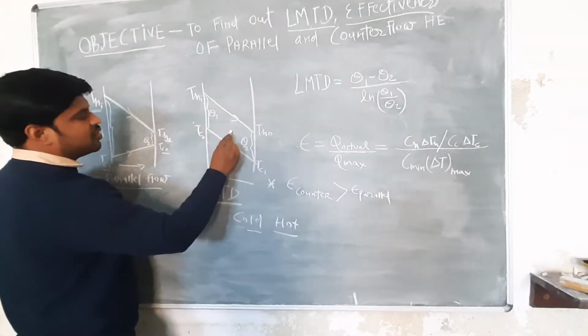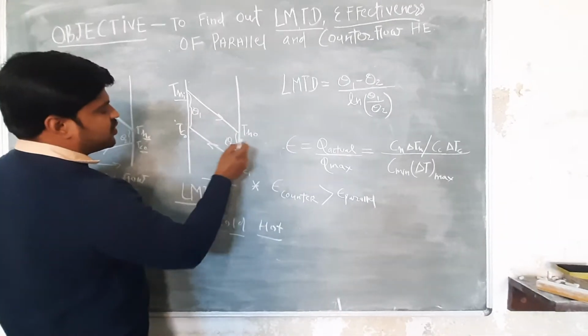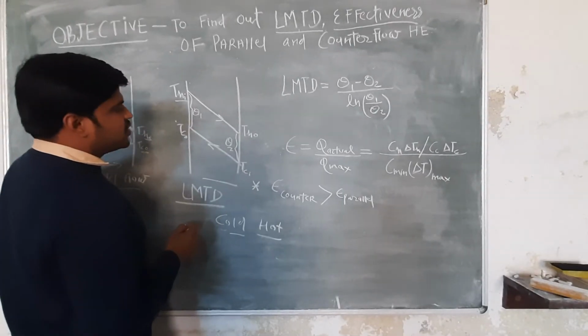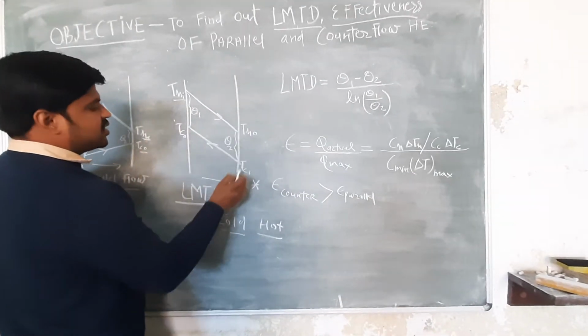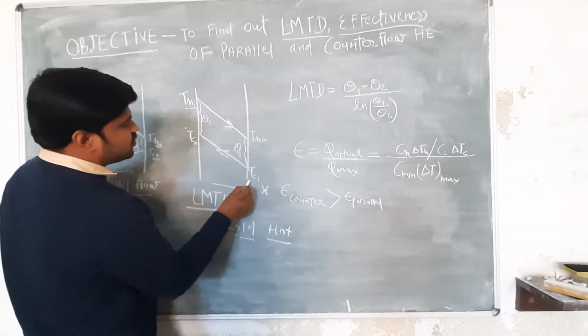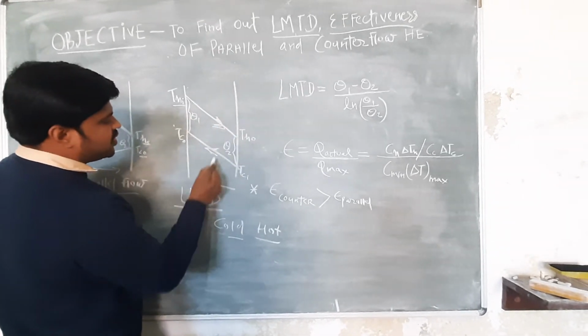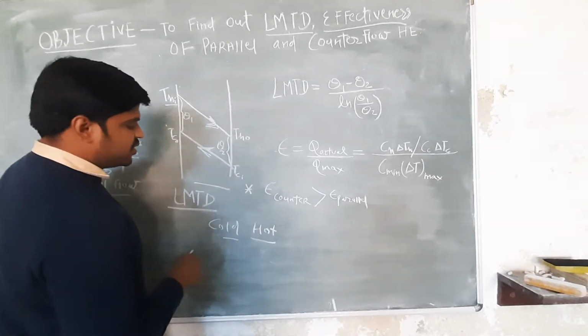Now moving on to the counter flow arrangement. Here is the THI. So the temperature of the hot fluid will slowly decrease and the cold fluid will increase. But here you can see that the direction of the fluid is just opposite. This is the direction of hot fluid and this is the direction of cold fluid.